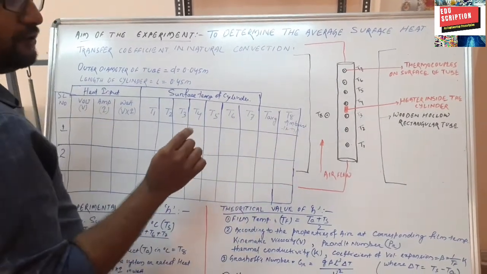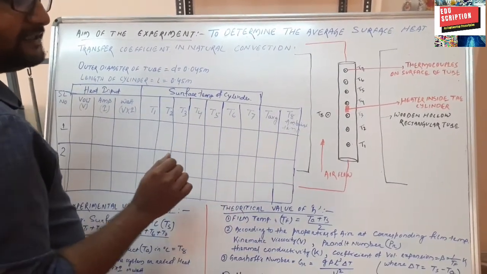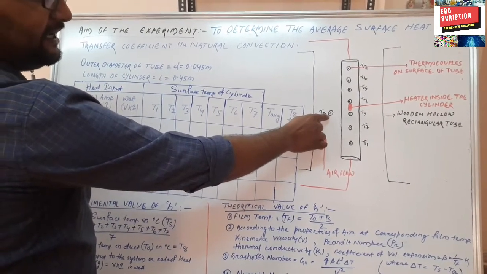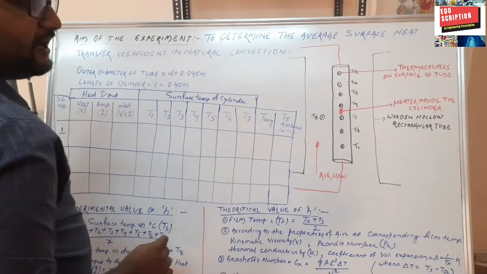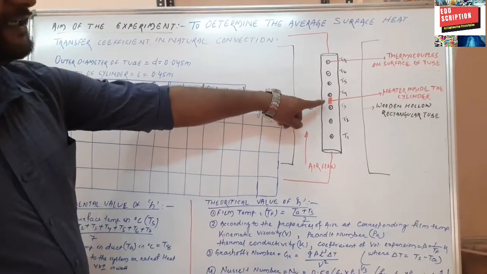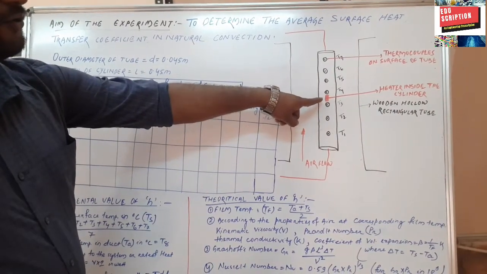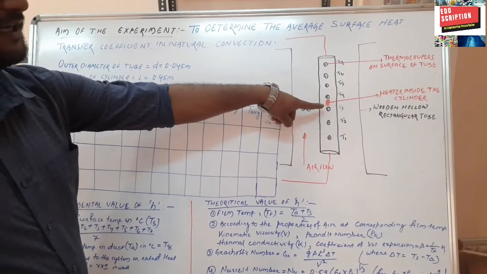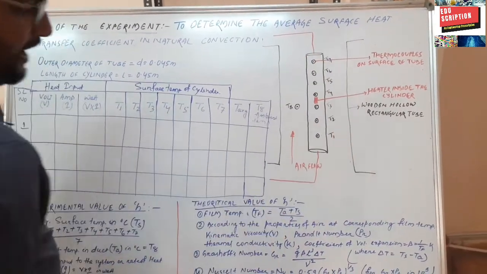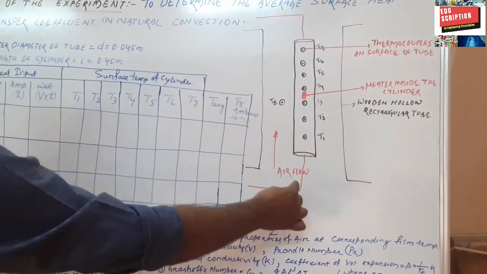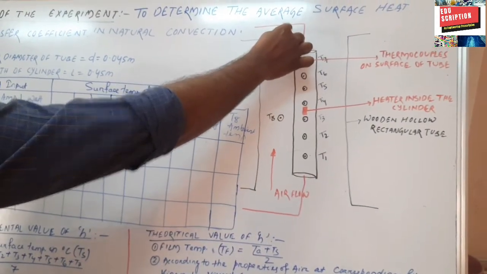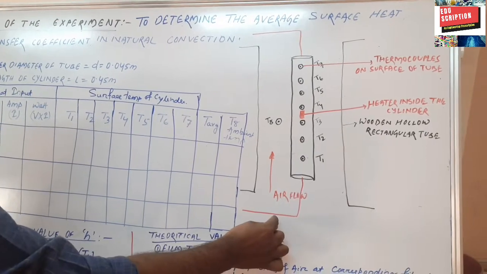To indicate the ambient temperature, another thermocouple is attached here, that is T8, the corresponding ambient temperature. The heater is inside the brass cylinder to generate the heat, and it is connected with the power supply from here. Consider that this end is the positive end and this one is the negative end.